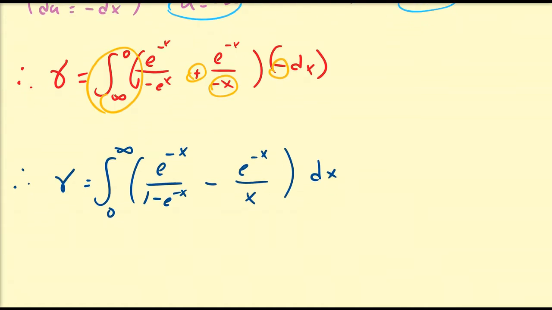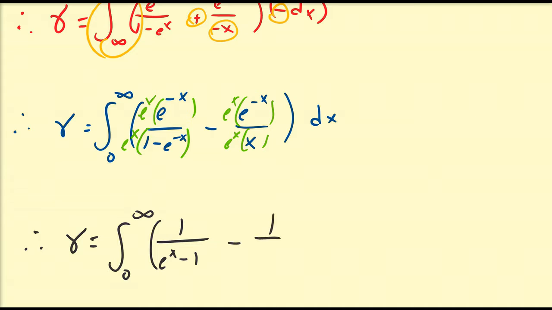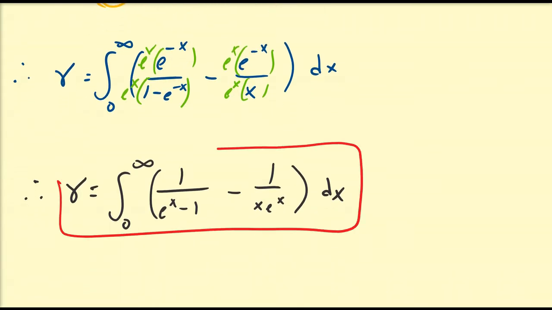Cool. So one last thing here, we have some negative exponentials, so we can multiply top and bottom of these equations by e to the x, just to make things a little bit nicer if you wish. The e to the x times e to the minus x is going to go to 1. So we have the Euler Mascheroni constant is equal to the integral from 0 to infinity. The top is going to be 1 all over e to the x minus 1, and then we have minus 1 over x e to the x dx. So this is the second common integral representation for the Euler Mascheroni constant.